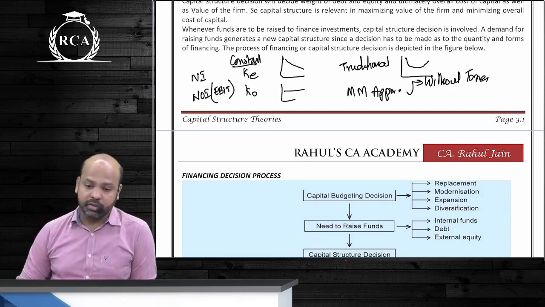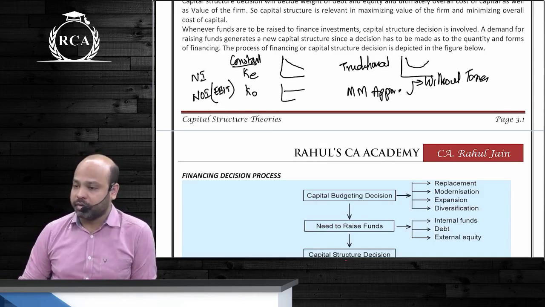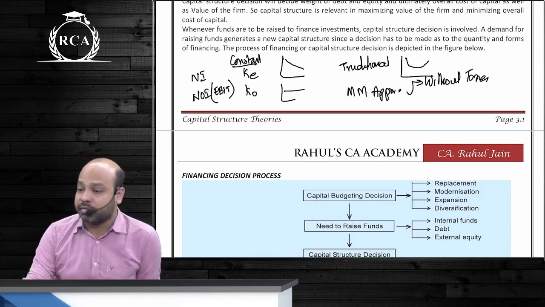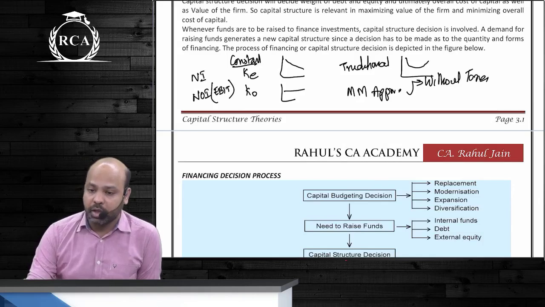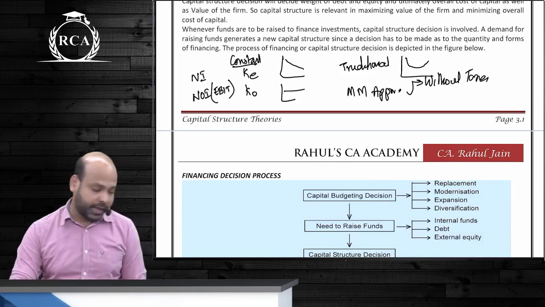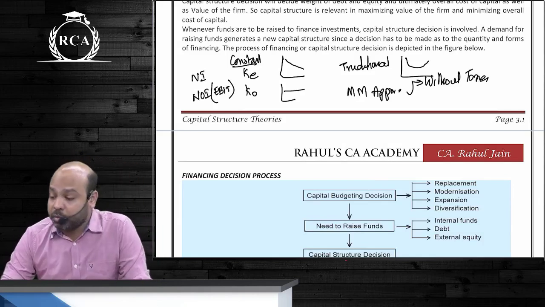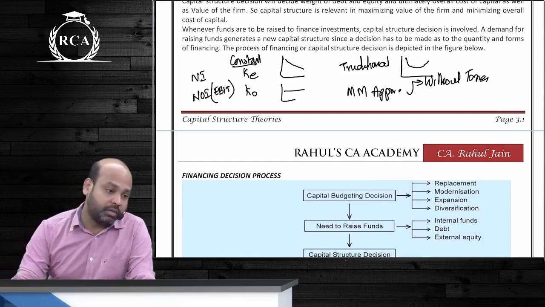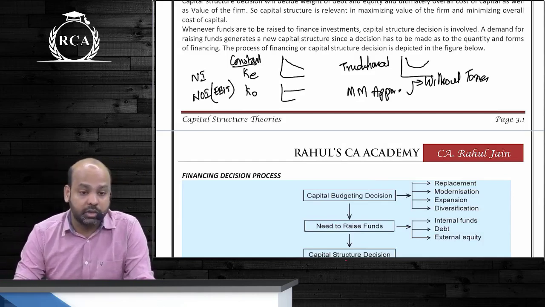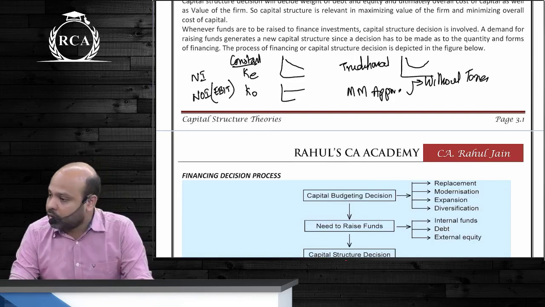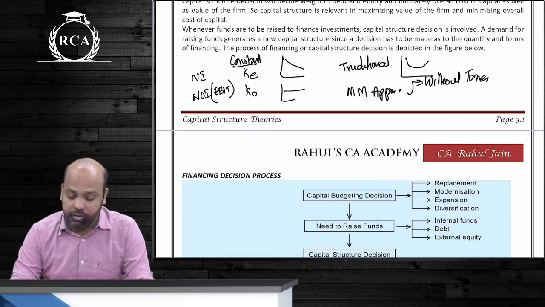With the taxes, guys, MM approach acknowledges the fact that a levered firm, unlevered firm means the firm that has 100% equity, levered firm has some amount of debt. So MM approach acknowledges the fact that a levered firm will have certain tax advantage on account of debt. That is why, guys, the value of a levered firm is always going to be greater than the value of an unlevered firm.